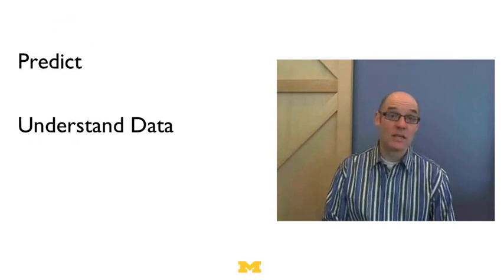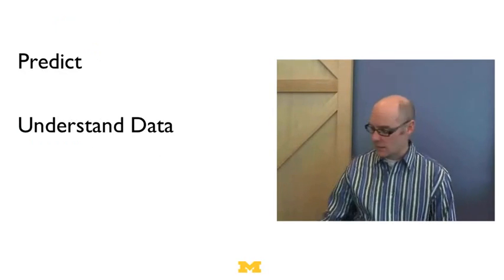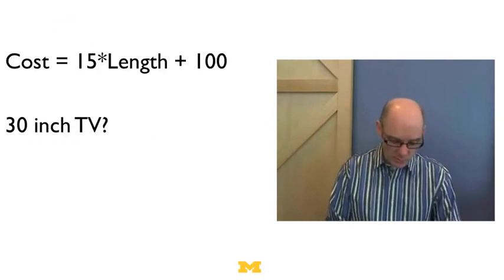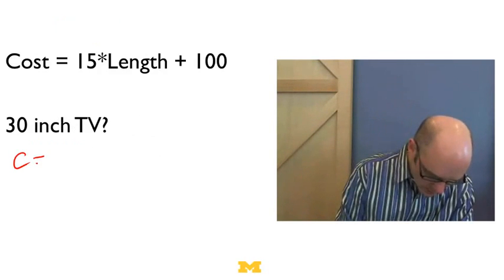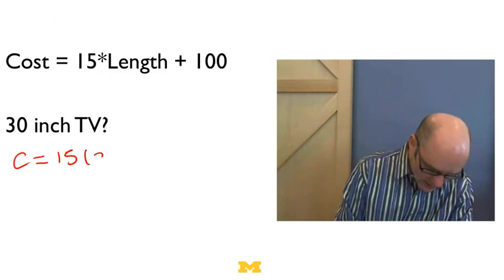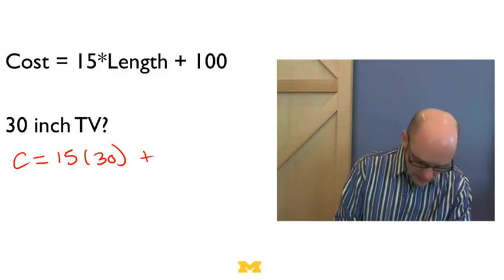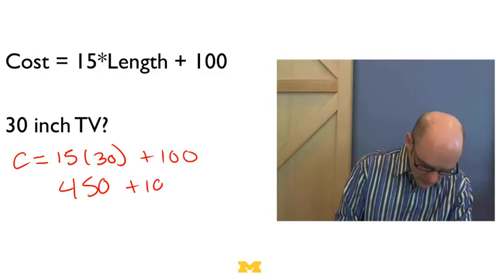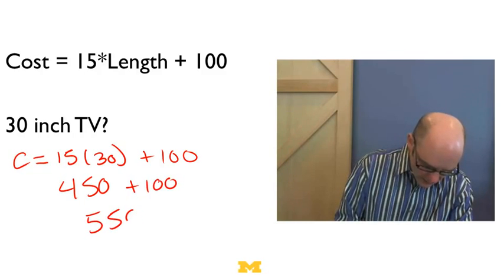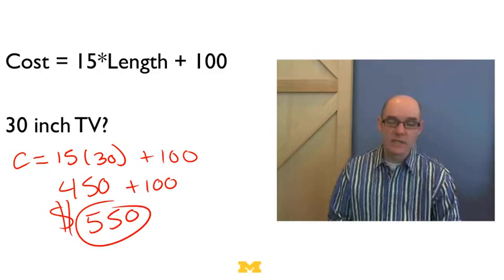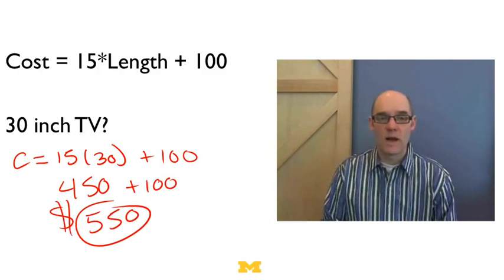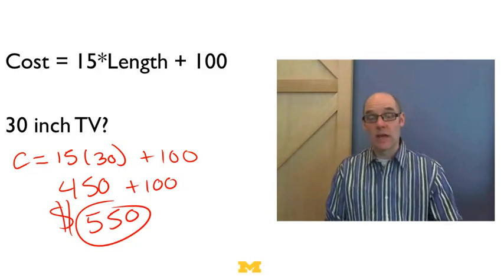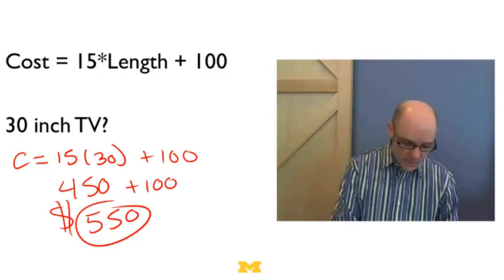So let's talk about just using this simple model to try and predict. So suppose you're thinking, I wonder what it costs to buy a 30-inch TV. What we can do is plug it in. And so the cost would be 15 times the diagonal plus 100. So what that would be is 450 plus 100, which would be $550. So that would say if I want to go buy a 30-inch TV, it's going to cost me $550. And if you had a good model, this would be what a TV cost. If you had a bad model, this would be way off base. But let's suppose this is your model.